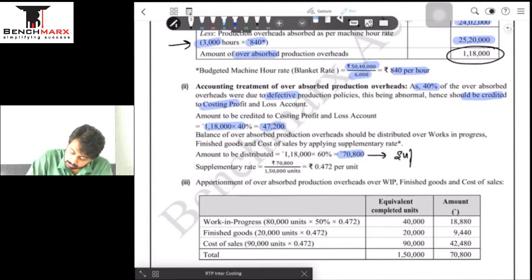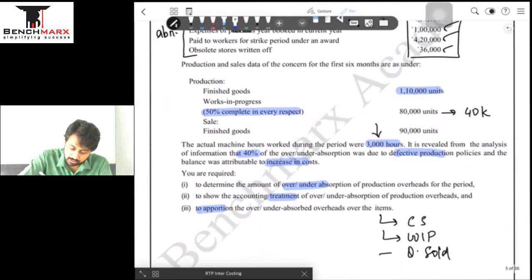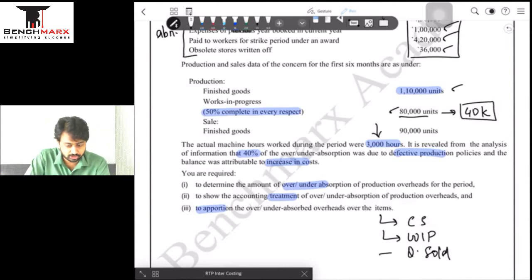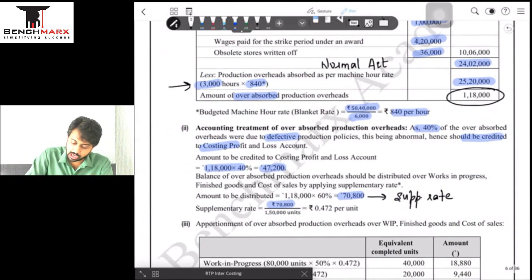will be subject to supplementary rate. And for finding supplementary rate, my job is to divide the 70,800 ka content upon total goods produced. Now, goods produced can't be 1,10,000 plus 80, because 1,10,000 is finished and 80 is unfinished. So my job is to express 80 in terms of finished goods, that is 40,000. So 1,10,000 plus 40, both now being comparable, I will divide the over absorbed overheads with 1,50,000 and then get the supplementary rate jo kiya hoga.